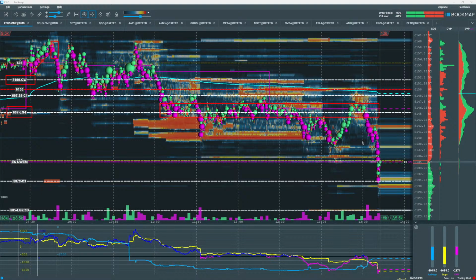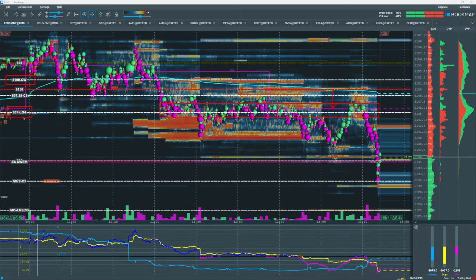And now SPX has broken down below that level. And note the point of control, this purple line right here, is right above that SPY 607 level. So I have SPX and SPY levels on this chart as well as key ES levels.